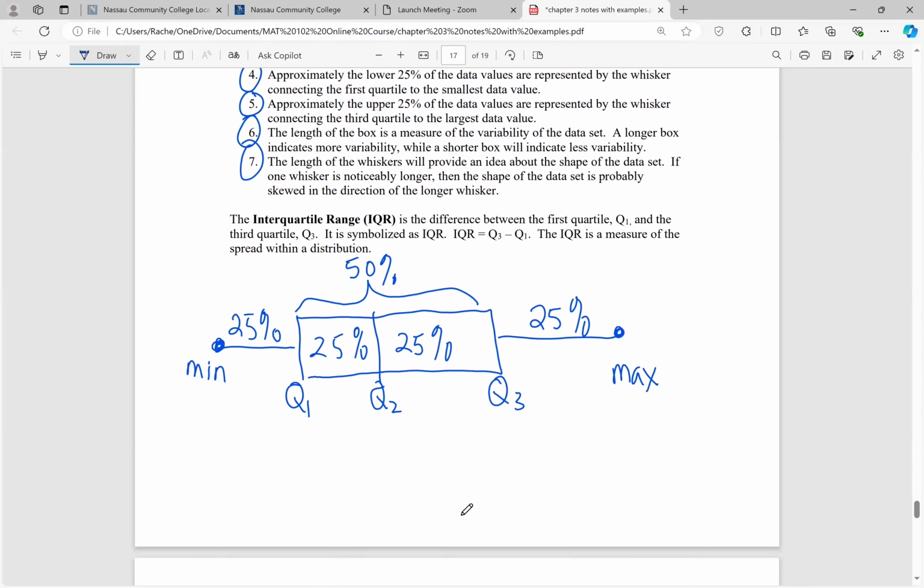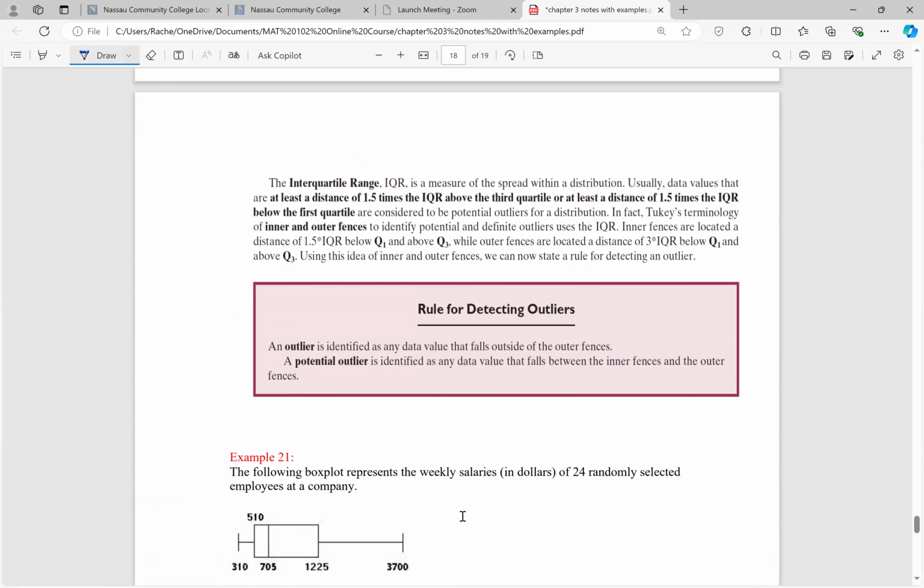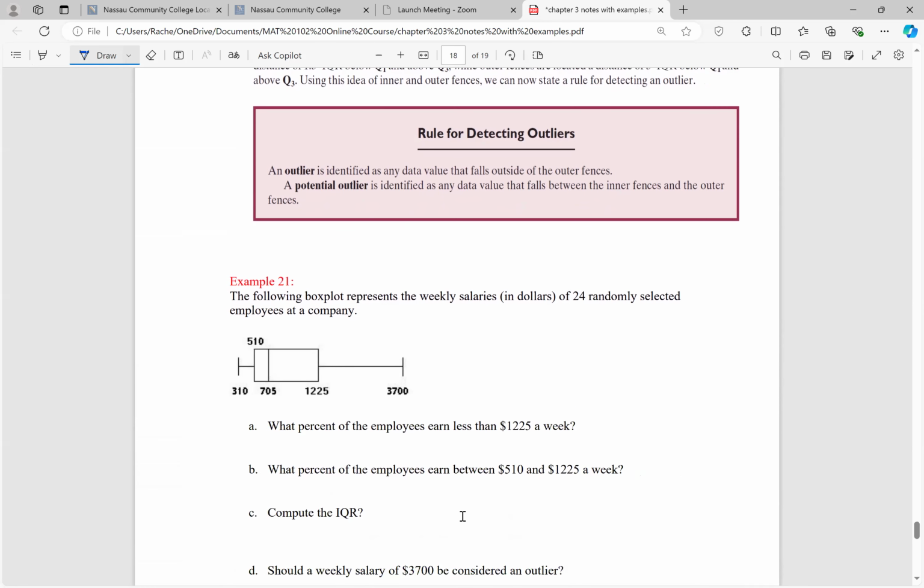So let's look at the next example, and then within this example, we'll talk about the interquartile range. And then we'll talk about how we could use the interquartile range for detecting outliers. So let's look at example 21.